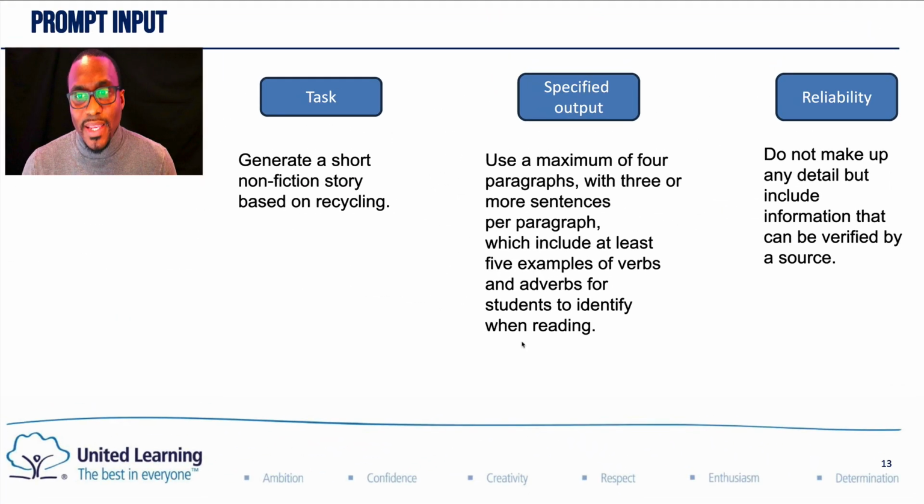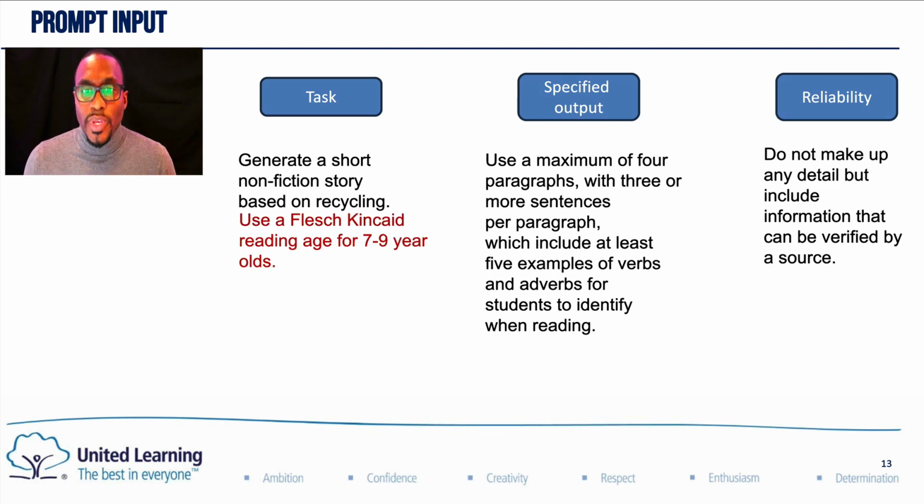So let's go back and see if we can make this prompt a bit more specific. We could think about the actual reading age, and the gauge that I like to use is the Flesch-Kincaid reading age. So we're going to ask the AI to use a Flesch-Kincaid reading age for 7 to 9 year olds. We can also add a bit more specificity here, so we can focus on littering at the beach.